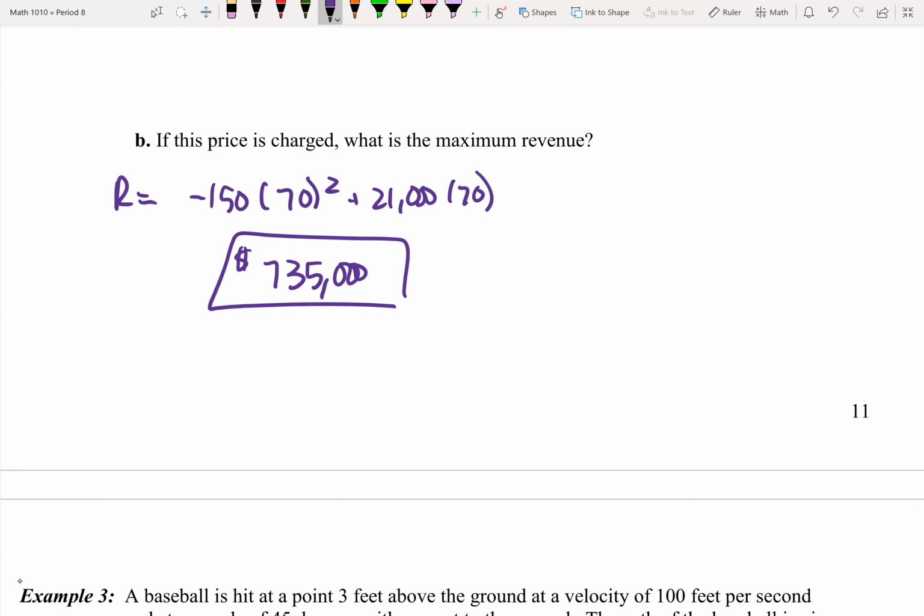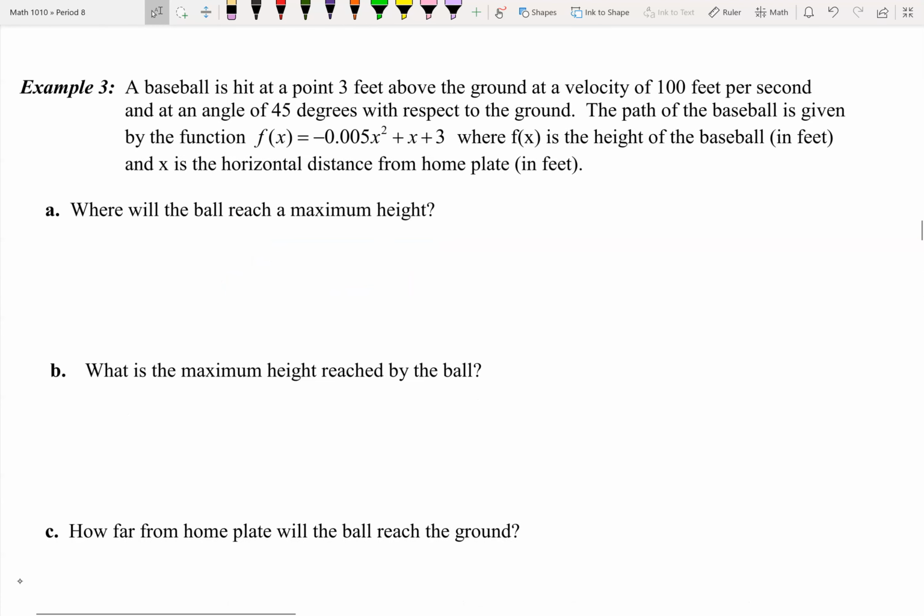That's it. Negative b over 2a, plug it in. You've done this before. Okay, question 3.